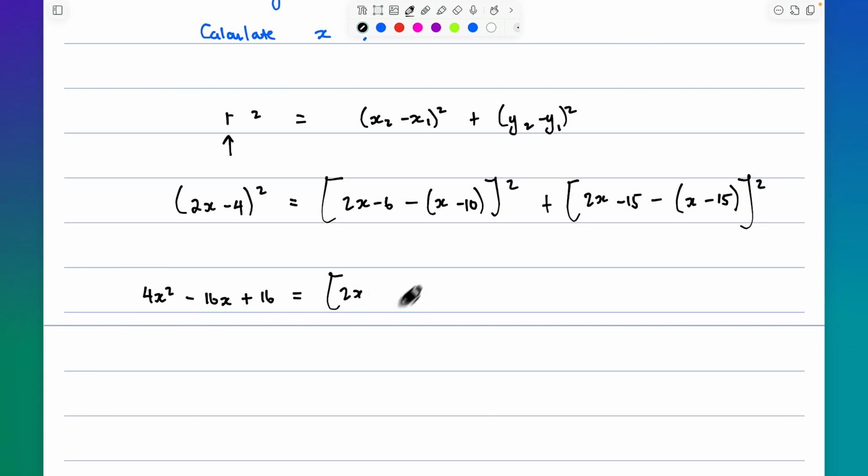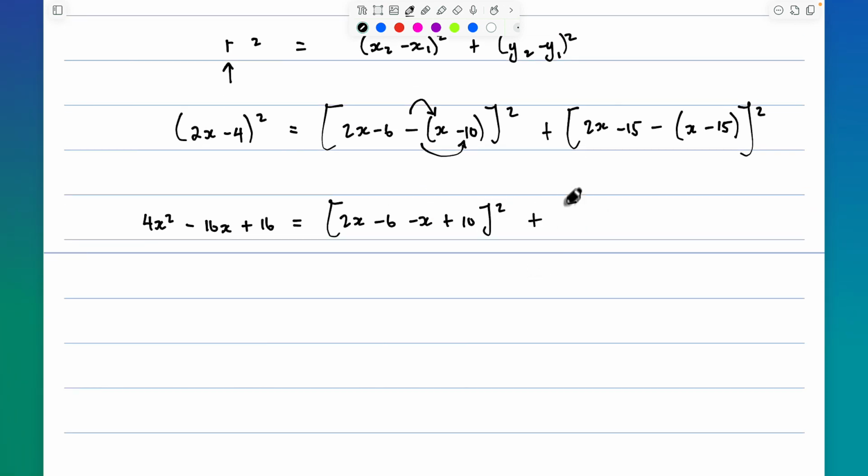So we have 2x minus 6. This negative is going to multiply this, and it's going to multiply that. So it gives you negative x, and then negative times negative 10 gives you positive 10. We're going to square that. Plus, same thing here, 2x minus 15. The negative multiplies into the bracket, so that gives you negative x times positive 15. We're going to square this.